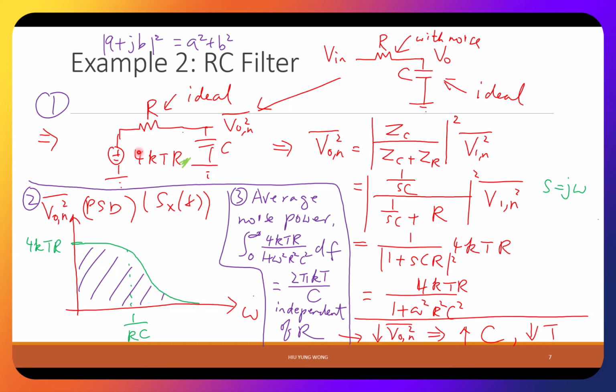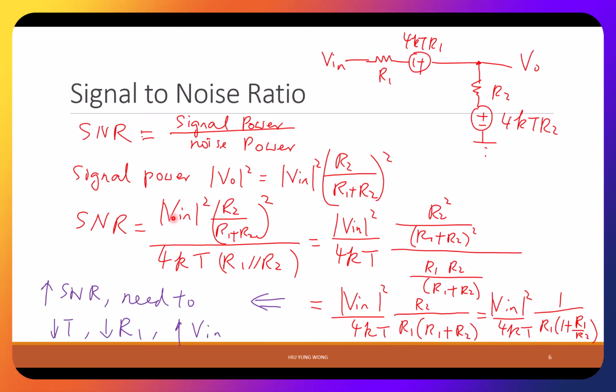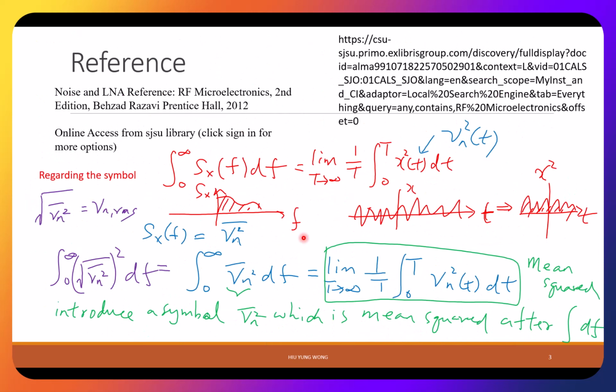Remember, originally this one is white noise, so it's straight forever. But now because of this filter, it has higher value at low frequency and lower value at high frequency. Right? And what we're talking about is this point, of course. So this is the output noise power, PSD or Sx(f), whatever you want to call it. Then what is the total noise power? Let's go back to here. This is the total noise power.